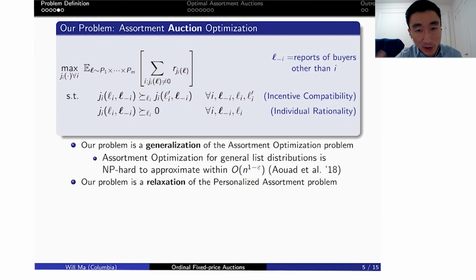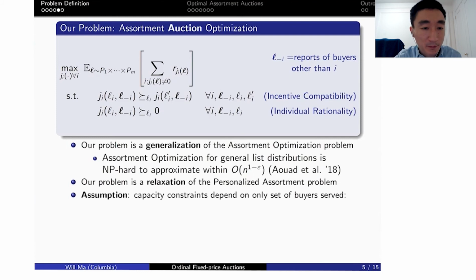Here, in the motivation, essentially all of the customers are arriving at the same time instead of sequentially. So we can have a higher revenue mechanism than an online assortment mechanism. Okay, so one assumption I make throughout this work is, like in the massage example, I'm assuming that the capacity constraints only depend on the set of buyers served.